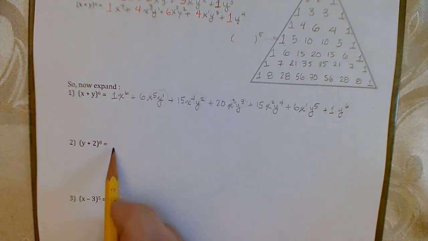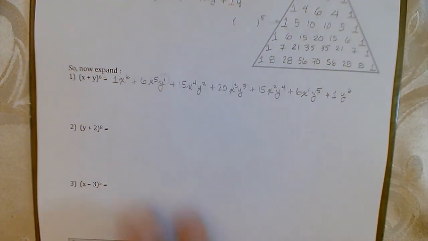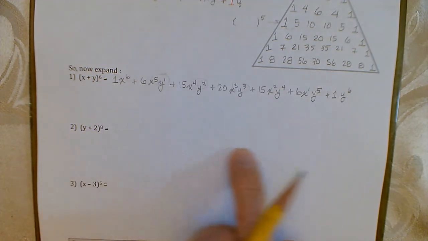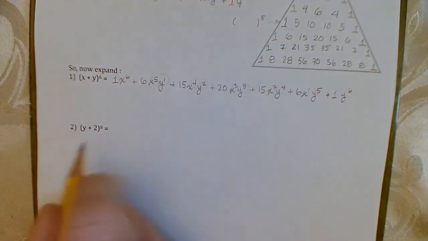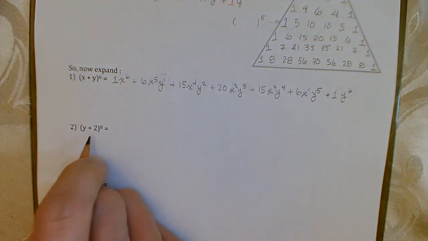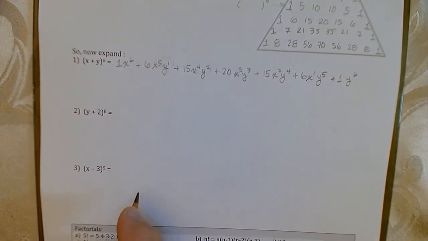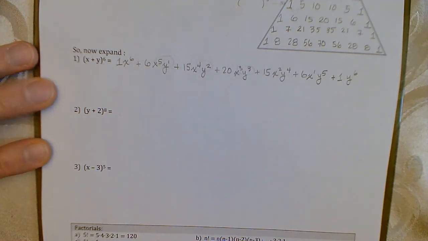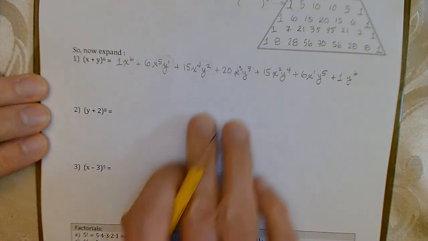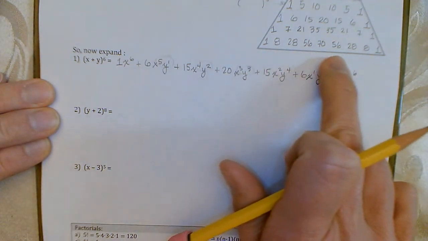Okay, so try the next one. In this case, maybe start down here. This one's going to be pretty long. You might run out of space if you are writing kind of big, so write sort of small, and try number 2.